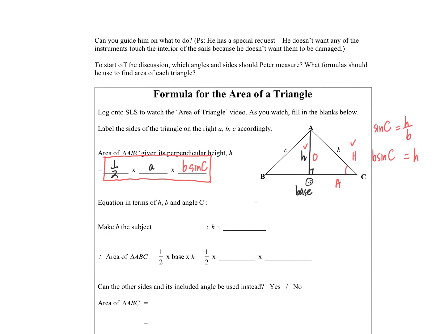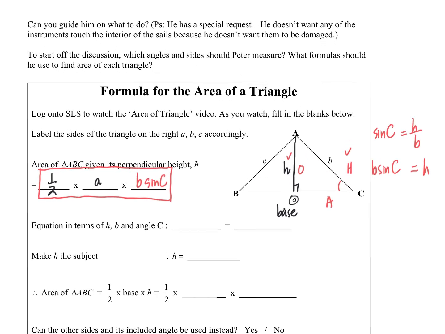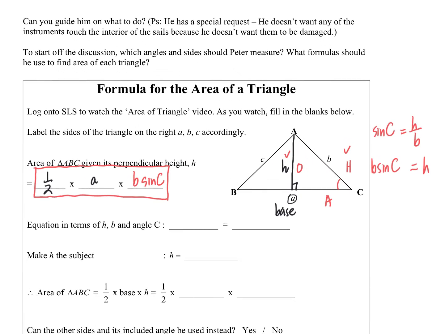So let's say I choose the base of my triangle to be this, and then this is my perpendicular height. I'm going to zoom into this triangle and use Pythagoras to find the height. And if I do that, height is actually B sine C. Okay, this one is just a repetition. We have found sine C is H over B, so H is just B sine C. That's why you can plug this in.